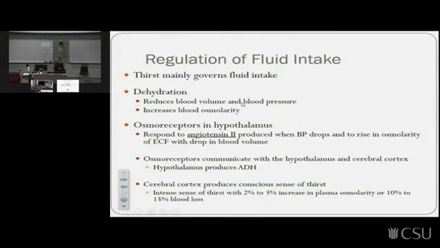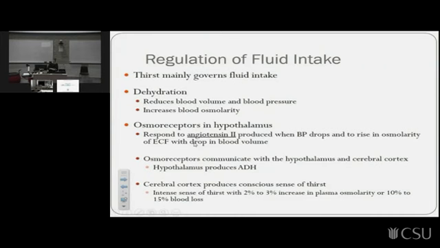Osmoreceptors in the hypothalamus are sensory receptors which receive information about osmolarity in the body. So if your osmoreceptors are tingling, it essentially means that you've got high osmolarity throughout the body. Osmoreceptors respond to angiotensin II, which is produced when blood pressure drops, and to a rise in osmolarity in the extracellular fluid with a drop in blood volume. Remember, angiotensin II works to vasoconstrict blood vessels, and also acts on the kidneys and the nephrons to increase water reabsorption from the nephron.